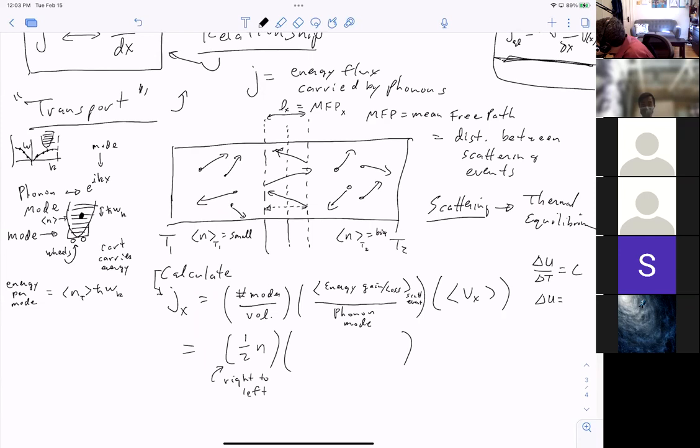And so that's going to be the extra energy per mode. And so that's going to be the heat capacity per mode. So we have to ask ourselves, what's the heat capacity for a phonon mode? And then that's how much energy that phonon mode has to drop off as it moves from the hot area to the cold area. So right here, it's going to be C delta T.